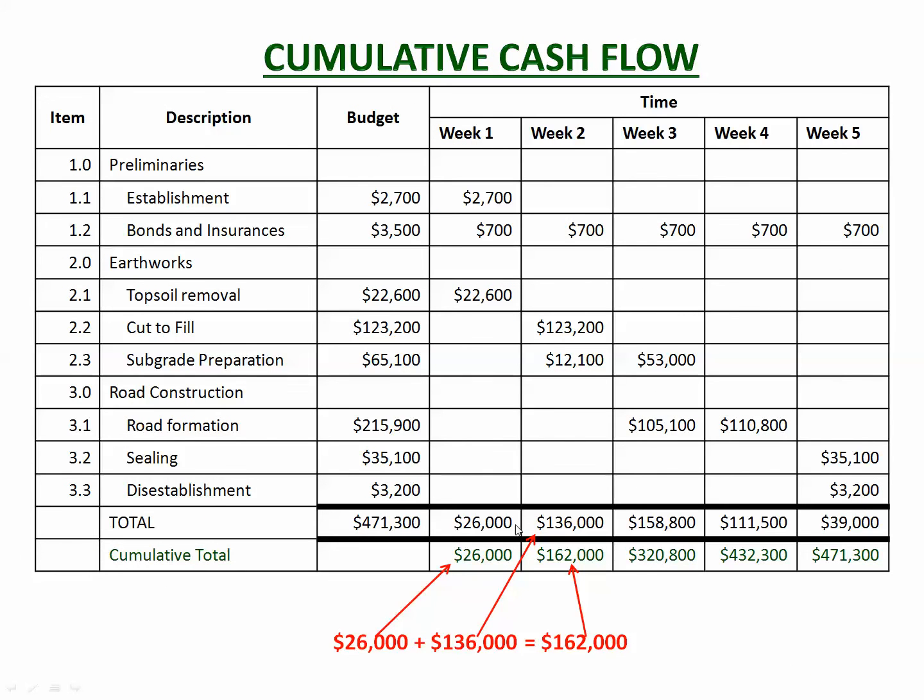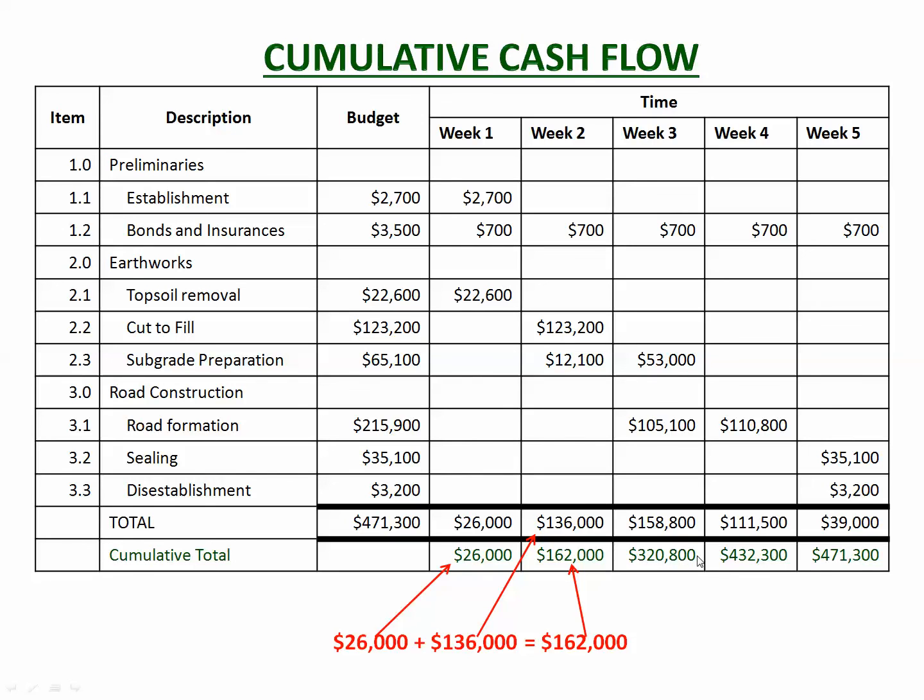So what we do is, there's our cash flow from the previous slide, and we do the cumulative total, and that's this green one here. So you can see that the cumulative total for week 1, the amount of money we've actually spent in week 1, is $26,000. In week 2 we spend another $136,000. The cumulative total is $162,000. So at the end of week 2 we will have spent a total amount of $162,000.